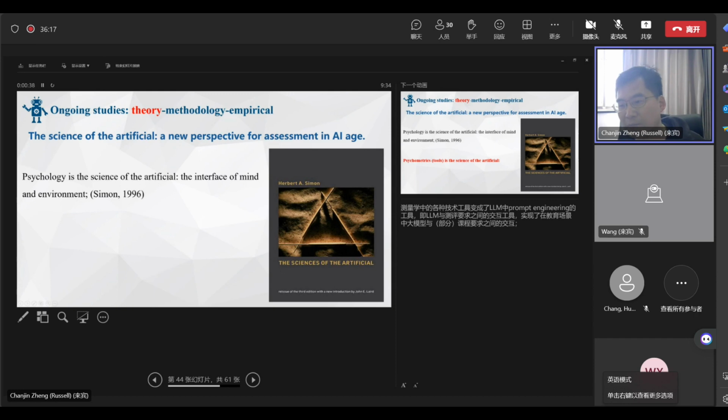For the theory part, I'm not a theory person, but after 3 years I had to think about it, and I came up with a new perspective for assessment in the AI age. It's from Herbert Simon, the founding father of cognitive psychology and also a Nobel laureate in economics, and a very important person in artificial intelligence, because he defined psychology as the science of the artificial. It's the interface of mind and the environment, and everything we have done fits into this frame.